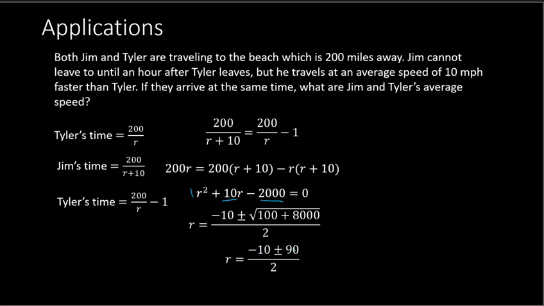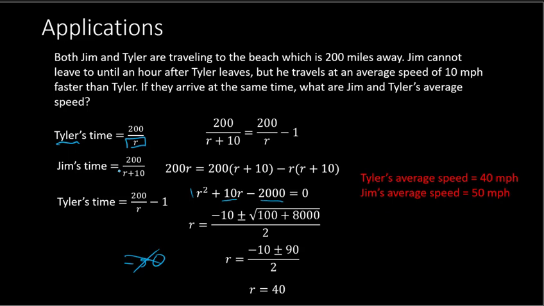So we have negative 10 minus 90, which is negative 100 over 2, which would be negative 50, but that doesn't work because a rate cannot be a negative. So then we do the other one, negative 10 plus 90, which is 80 over 2. That gives you a rate of 40. So r is 40, which was Tyler's rate, right? Tyler's rate was 40, was r. And then Jim's rate was r plus 10, which is 40 plus 10, or 50 miles per hour.